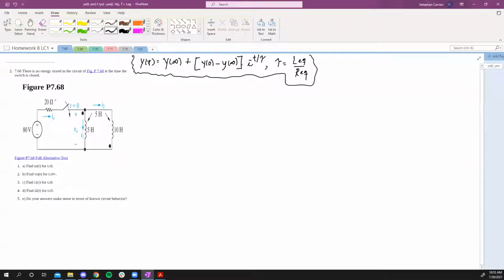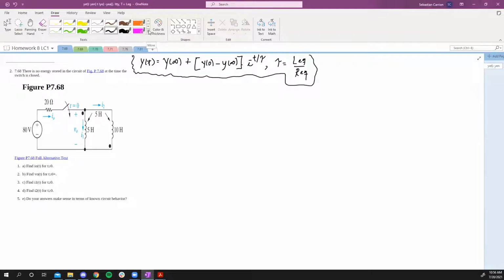Okay, so we got problem 7.68. There is no energy stored in the circuit at the time the switch is closed. And our first question here is going to be: find i0(t) for t greater than or equal to 0.